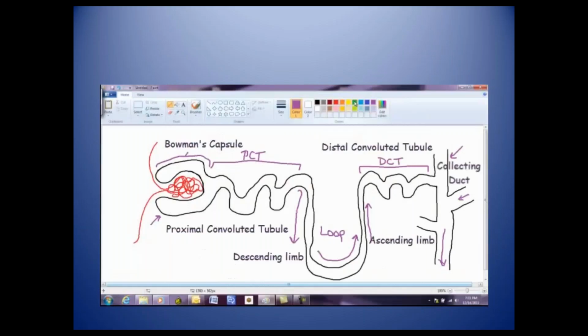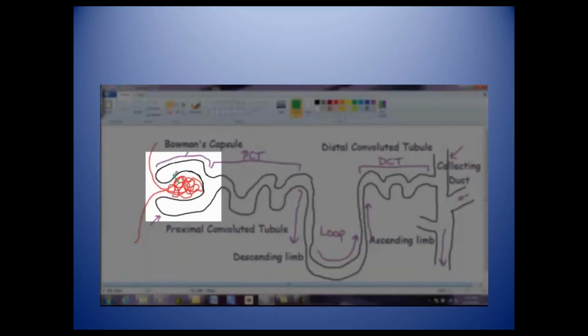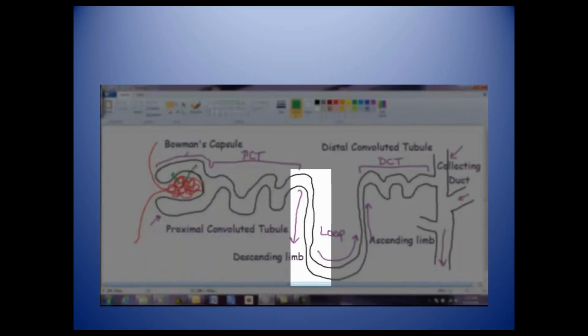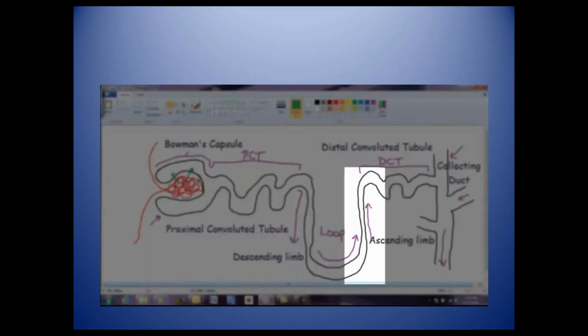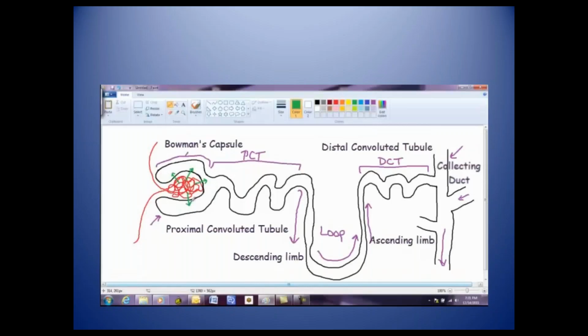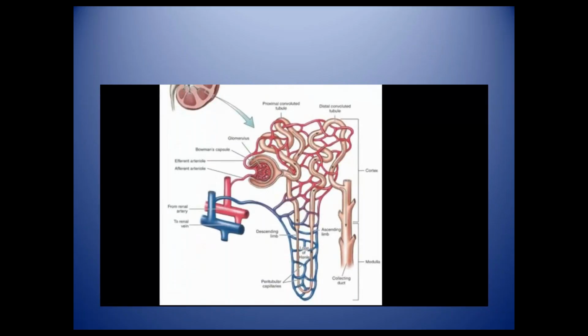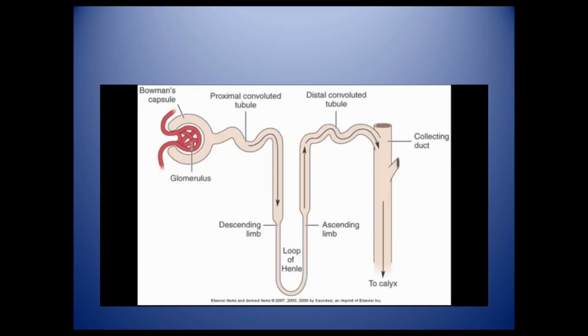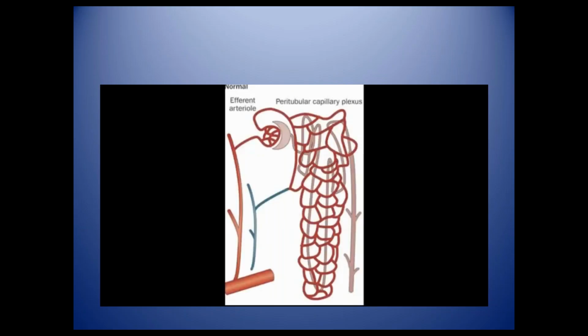Okay, so I'm going to go back to the slide for just a minute. Glomerulus, Bowman's capsule, proximal convoluted tubule, descending limb, loop of Henle, ascending limb, distal convoluted tubule, collecting duct. You need to know that pathway. This is more what it looks like. Very simply, these are all urine tubes. This is showing you how the blood vessels surround those tubes.